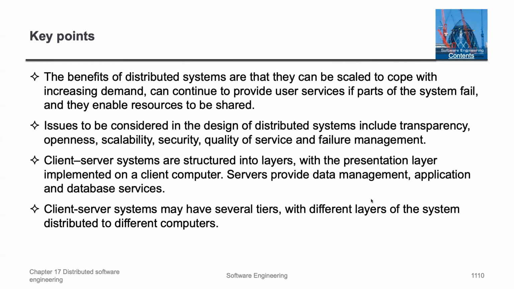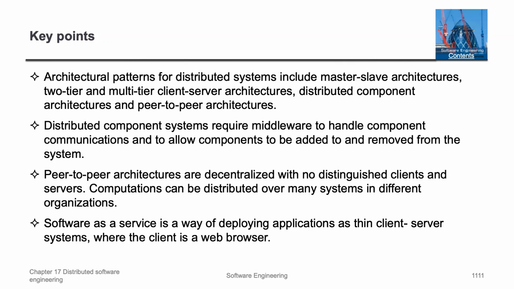Client server systems are structured into layers where the presentation layer implementation is on the client computer. Servers provide data management, application, and database services. Client server systems may have several tiers with different layers of the system distributed to different computers. Architectural patterns for distributed systems include master-slave architectures, two-tier and multi-tier client server architectures, distributed component architectures, and peer-to-peer architectures. Distributed component systems require middleware to handle component communications to allow components to be added to and removed from the system. Peer-to-peer architectures are decentralized with no distinguished clients and servers. Computations can be distributed over many systems and in different organizations.